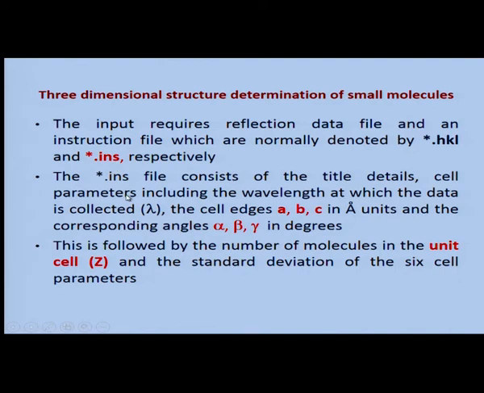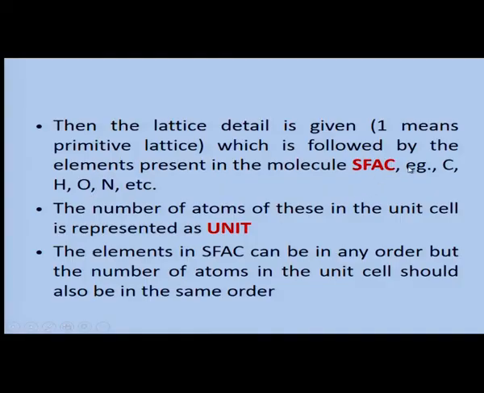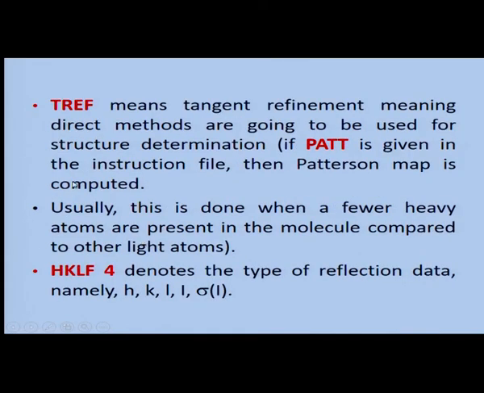This contains details about the unit cell dimensions a, b, c in angstrom units, and alpha, beta, gamma in degrees. In the unit cell, how many molecules are there and everything. Then it will also tell the scattering factor elements here: carbon, hydrogen, nitrogen, oxygen. Then in the unit cell, in the same order, you have to tell how many carbons, hydrogens, oxygens, nitrogens are there. TREF means tangent refinement, which means that we are going to invoke the program to use direct methods. Why am I telling direct methods?